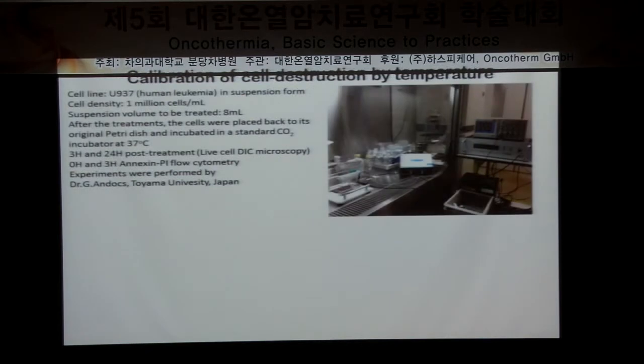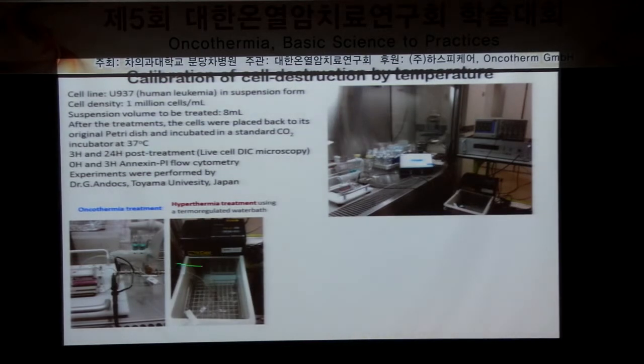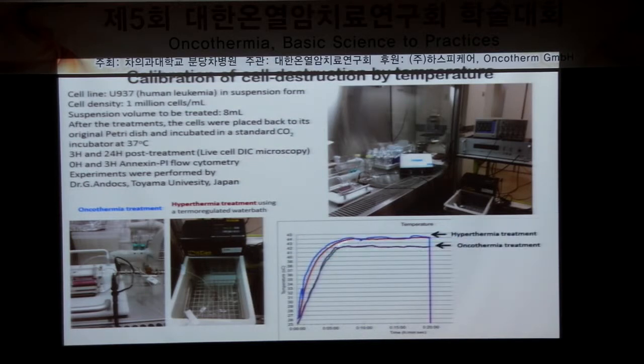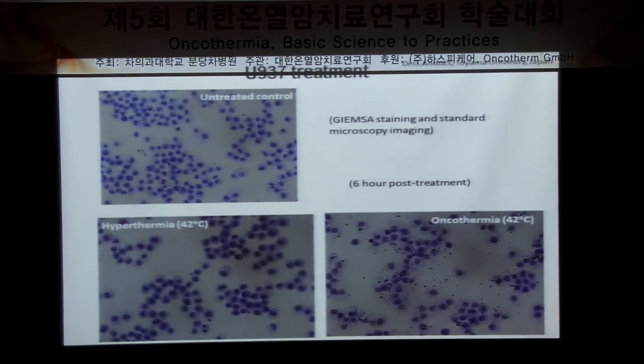Then we can go to the microscopic things, also comparing the Oncothermia treatment with Hyperthermia treatment. Hyperthermia was done in Japan, at Toyama University, and you can see that it's very well kept in the water bath, and here the Oncothermia. The temperature growth is the same, so very careful, even to the point that Oncothermia is less than Hyperthermia. This is the staining, which shows that 42 centigrade has totally different effects. Oncothermia has a lot of apoptotic bodies, so the apoptosis is on, which we have shown in many publications before.